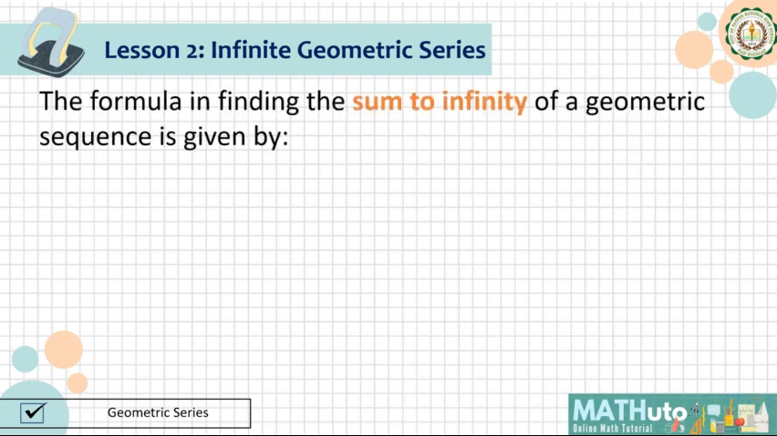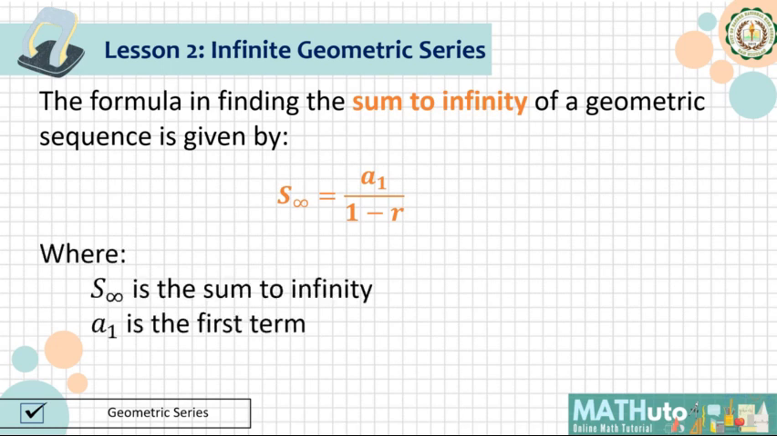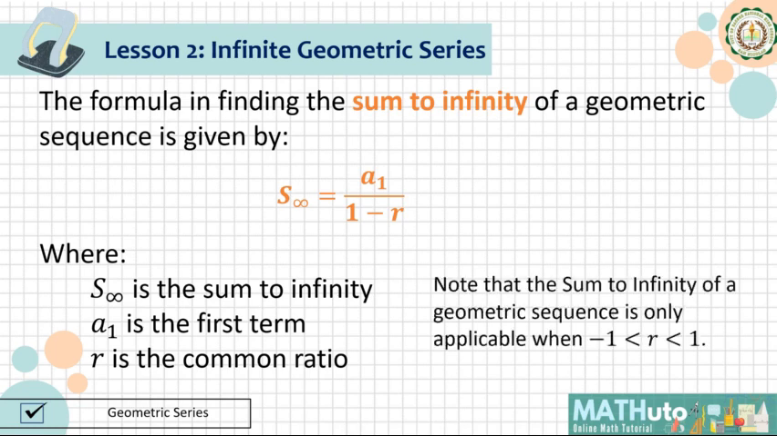And for us to get that, we can use this formula. Sum to infinity is equal to a sub 1 all over 1 minus r, wherein a sub 1 is the first term and r is the common ratio. But note that the sum to infinity of a geometric sequence is only applicable when the common ratio is greater than -1 but less than 1.